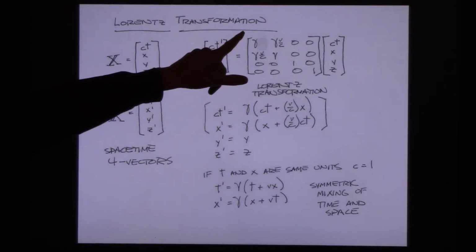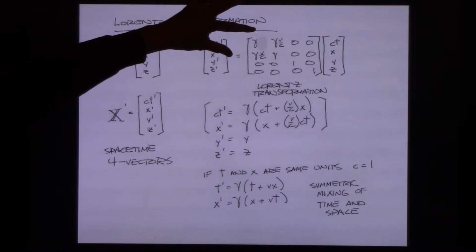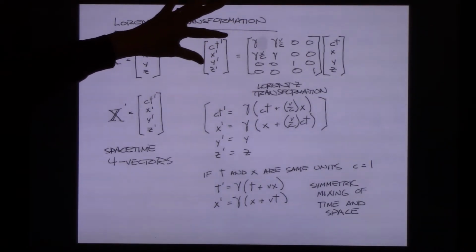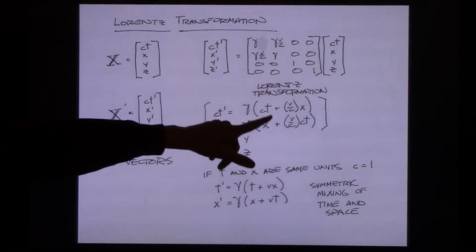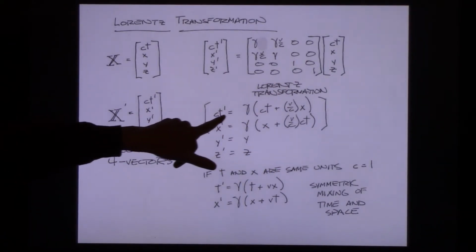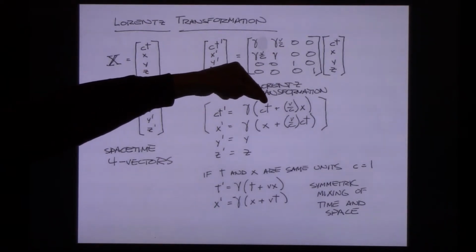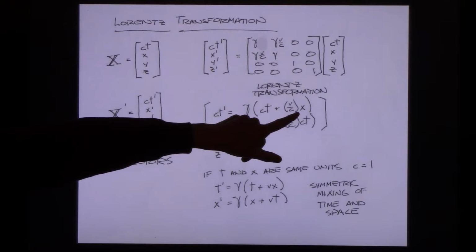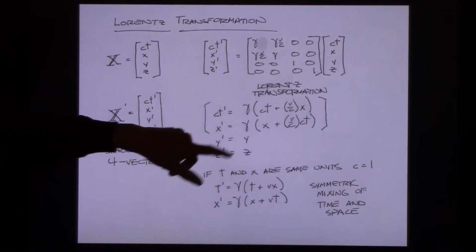The other factors along the diagonal are factors of gamma, and then there's a couple of off-diagonal elements that are gamma times v over c. What those tell us, if you look at the formulas written down below, is that when I switch from one frame to the other, the amount of time measured in one frame depends on the amount of time in the other frame, but it also depends on the position, the distances measured in the other frame, and then the whole thing gets multiplied by gamma.